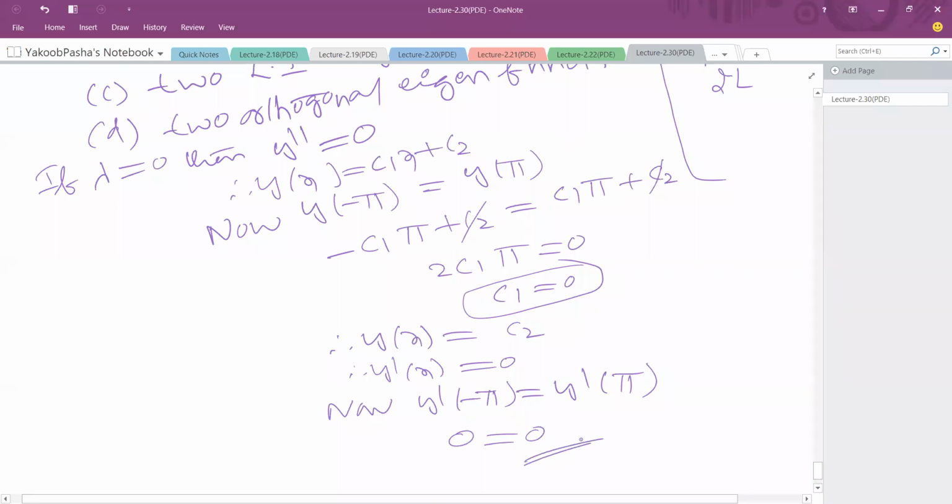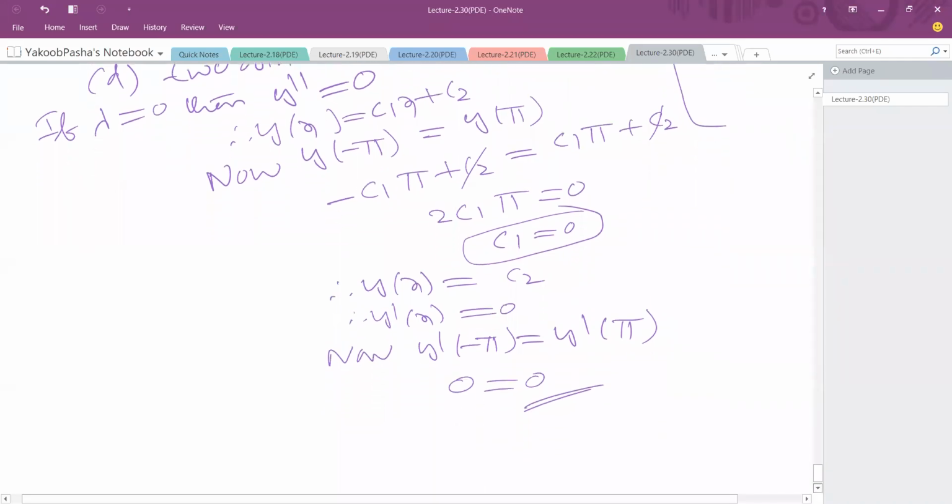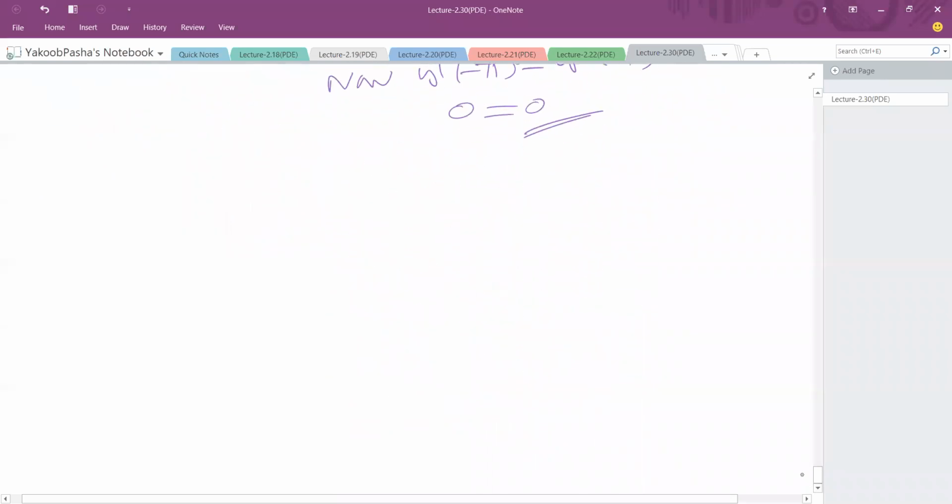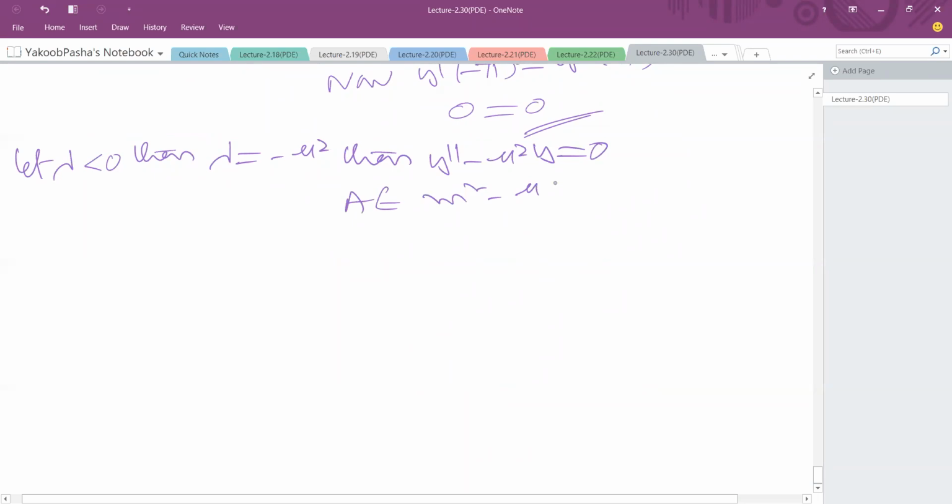Okay, no eigenvalues. Next, if you take lambda is negative, here in this case, lambda is equal to minus mu square. Then the corresponding differential equation y double dash minus mu square y is equal to 0. So the corresponding auxiliary equation m square minus mu square is equal to 0, m is equal to plus or minus mu, and the general solution is y of x equal to c1 e power minus mu x plus c2 e power mu x.